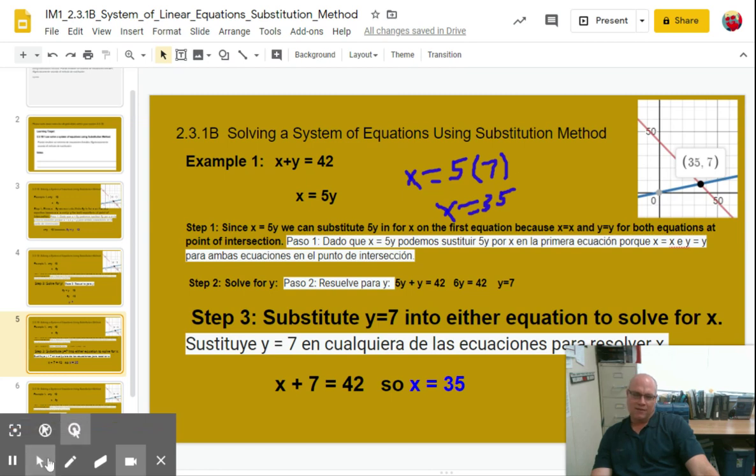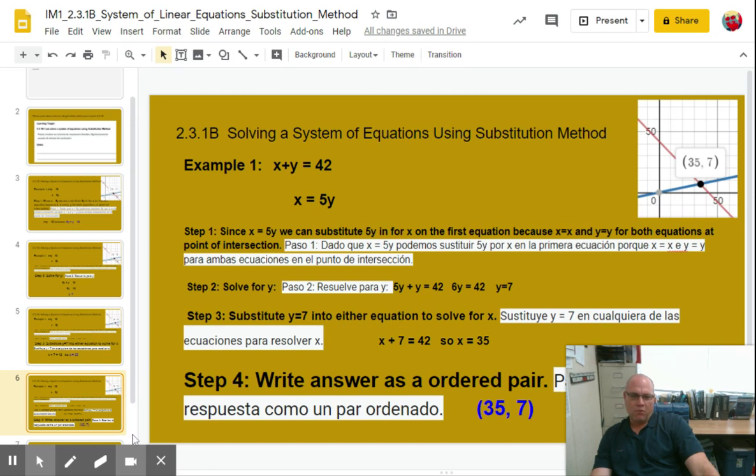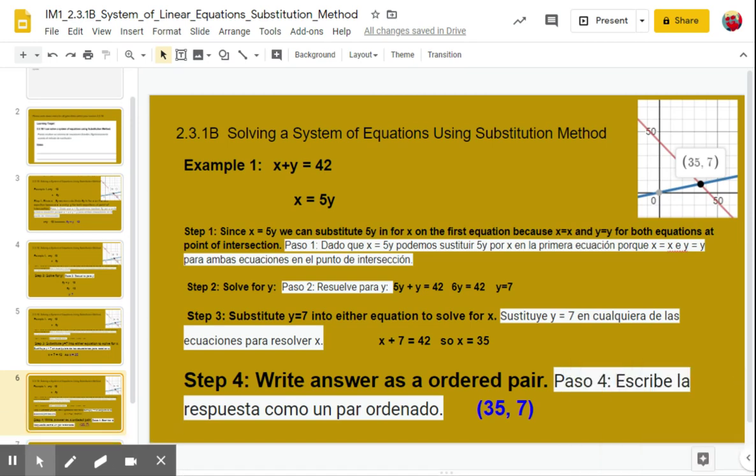Not quite. It is a system of equations, so how do I want you to show me the final answer? What's the final answer going to look like? That's right. We want an ordered pair now. So our last step here is we're going to write the ordered pair, where x is 35, y is 7, and we have our solution algebraically.